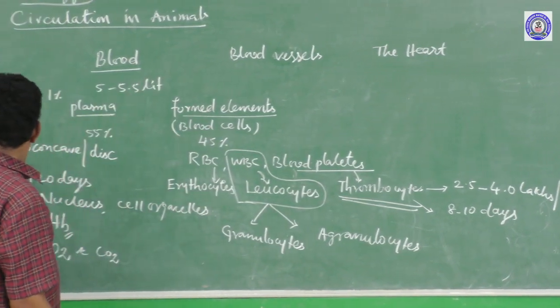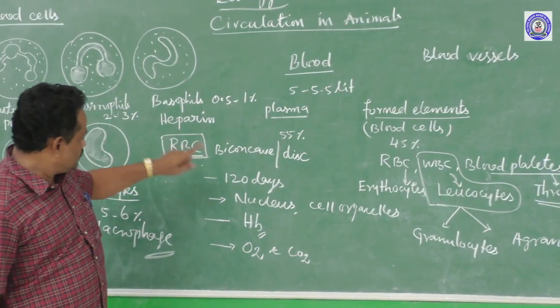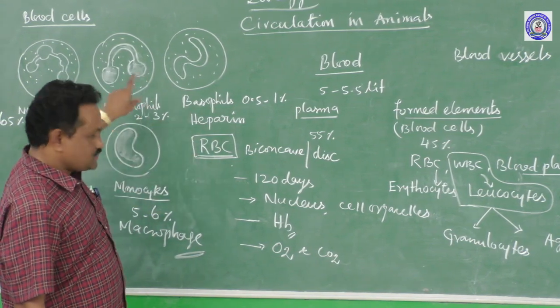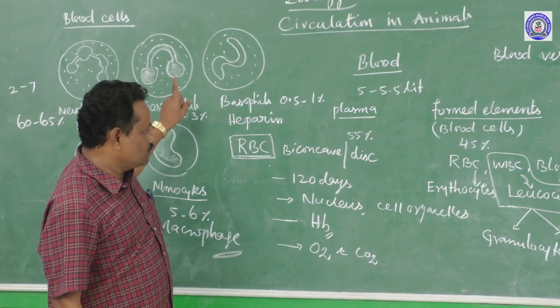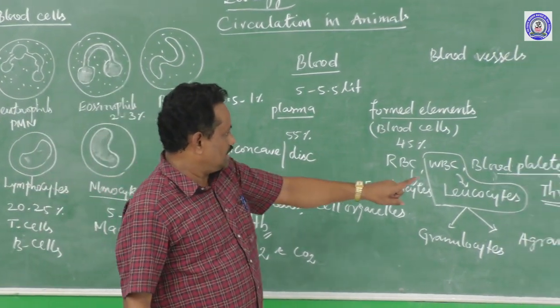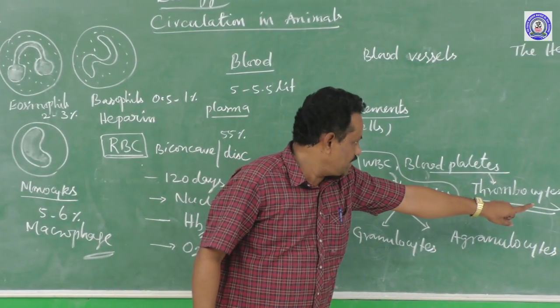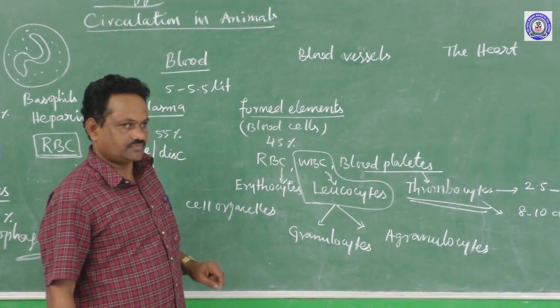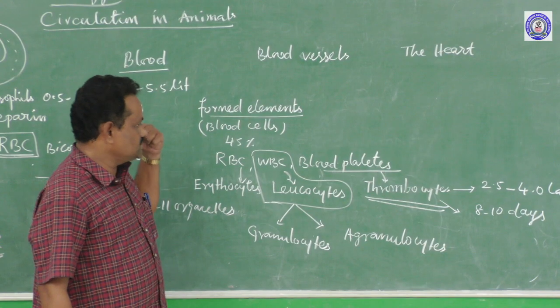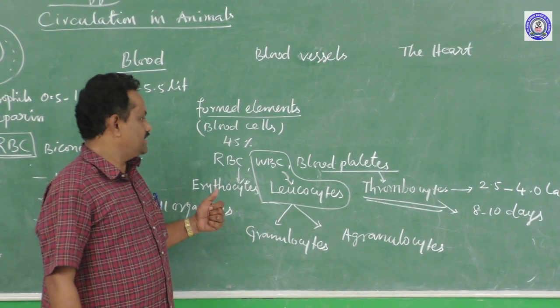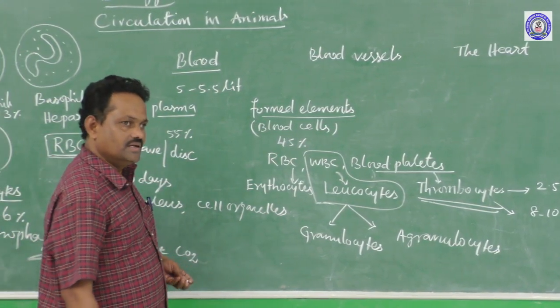RBC cells, the lifespan of RBC is 120 days. The lifespan of WBC is 2 to 3 weeks, or 14 to 21 days. And the lifespan of thrombocyte is about 8 to 10 days. After completion of this lifespan, these cells get disintegrated in the spleen and liver.